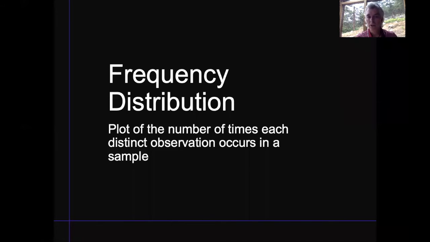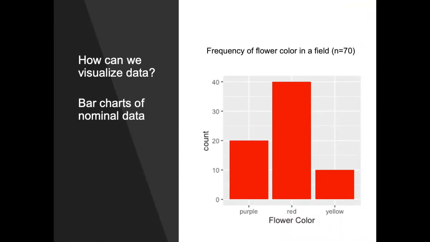A frequency distribution is simply a plot of the number of times that each distinct observation occurs within a statistical sample. So for example, here we have a frequency distribution of a sample of 70 flowers. And you can see from this frequency distribution that 20 flowers were purple, 40 flowers were red, and 10 flowers were yellow. So in a frequency distribution, the height of each bar represents the number of observations within each of those categories. Now, in this case, the data that we were dealing with were nominal data.